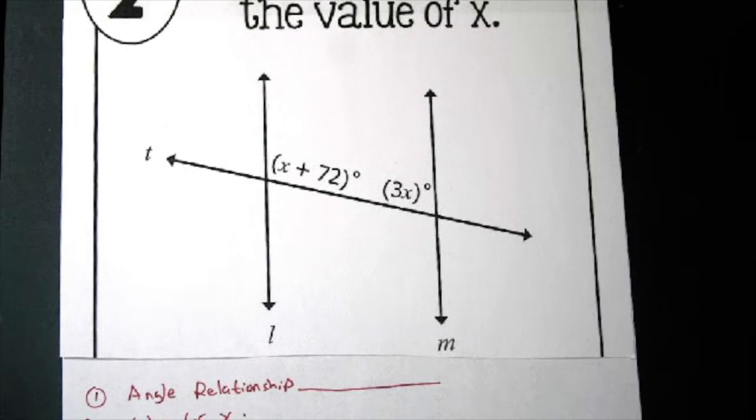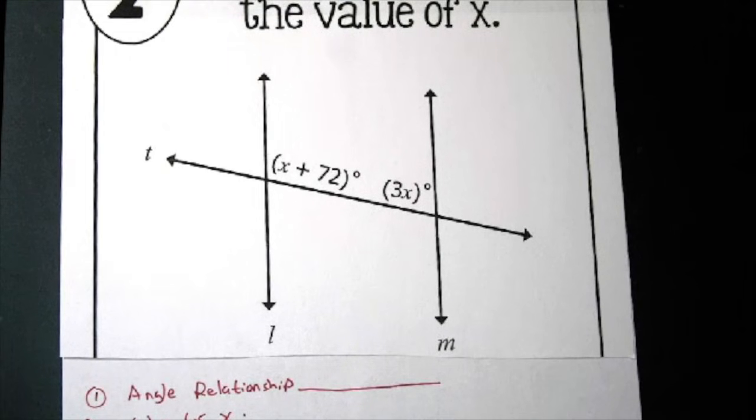Alright, let's do the same thing for problem 2. Tell me the type of angle relationship that you're going to use to solve this problem, and then actually solve for x. Input your answers into Edpuzzle, and then you'll be able to see me solve the problem again. This is the way it's going to work for every problem.